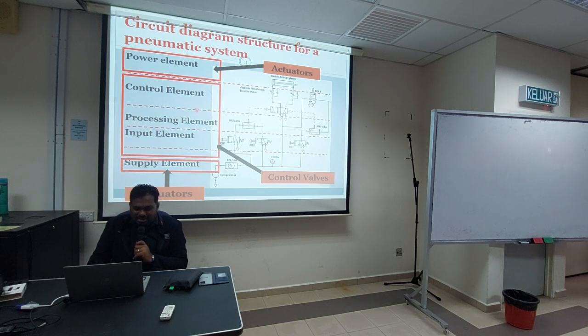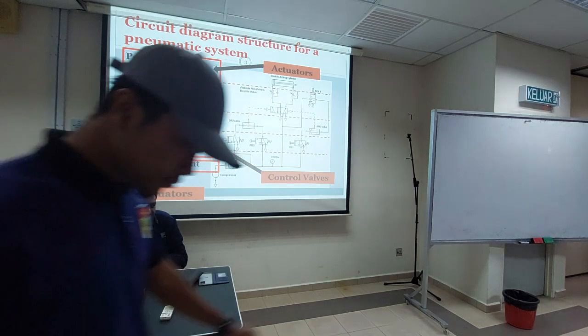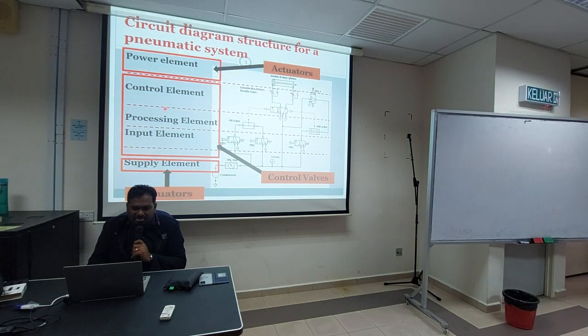So don't say, oh, I put all the processing elements there, different processing elements, I call it a system. No. It must start from supply and end with power. So it must have these 5. In the exam, this question often comes out. So explain the 5 elements of pneumatic system. You can explain supply, input, processing, control and power in sequence.